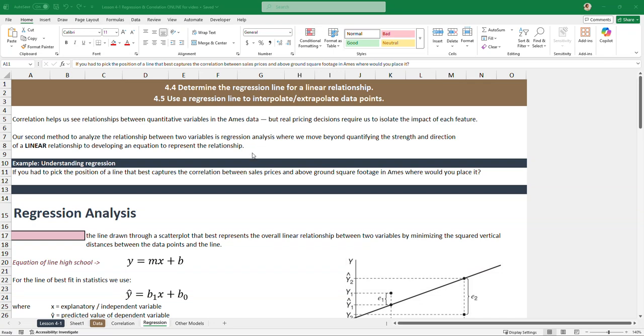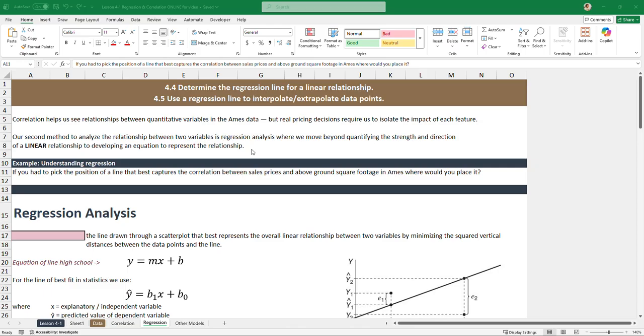In this second video for lesson 4.1, we're going to learn about regression. Correlation can help us to describe the relationship between two quantitative variables in terms of direction, strength, and form. But in order to make real pricing decisions for our Ames housing data, we're going to need to look at the impact of each feature in more detail.